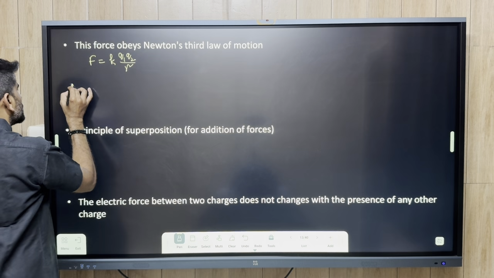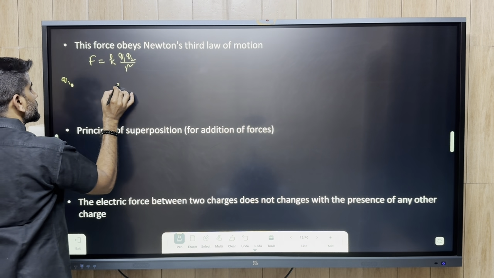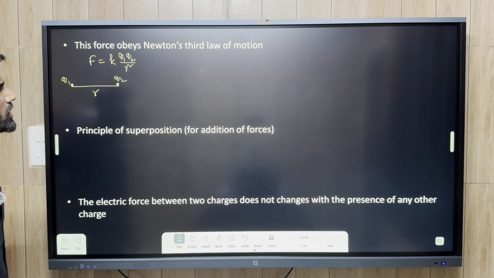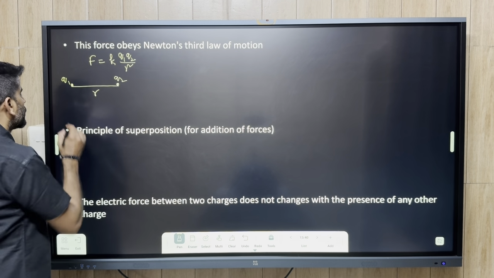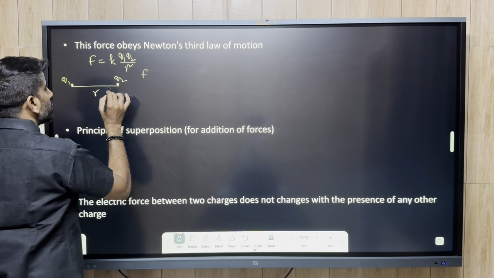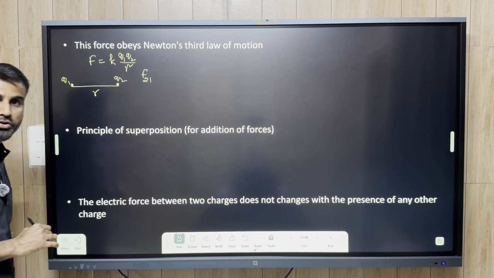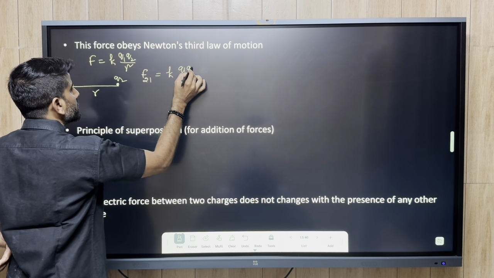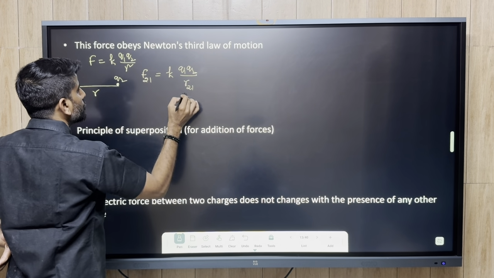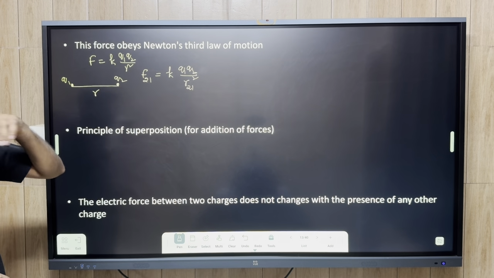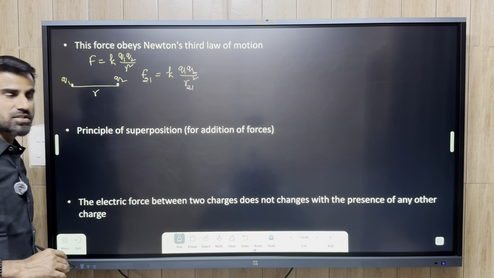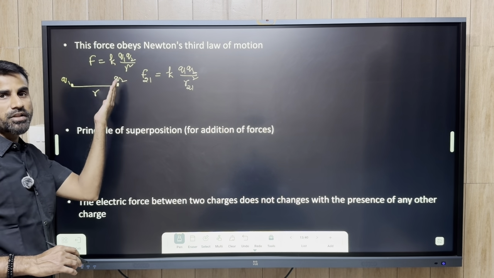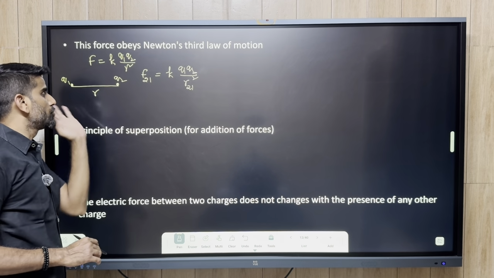Now I'm drawing the diagram here. Q1 and Q2, both of them are separated by distance R. Now I'm representing the force on 2 due to 1. Force on 2 due to 1 is equal to k, a constant, Q1 Q2 by R21 square. R21 is the distance of 2 with respect to 1, or the position of 2 with respect to 1, because we are defining the force on Q2 due to Q1.